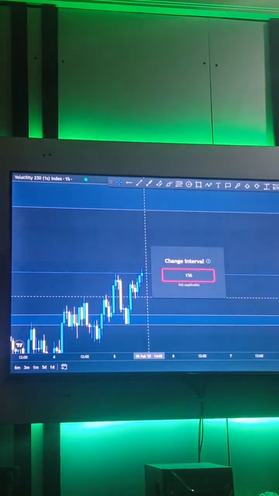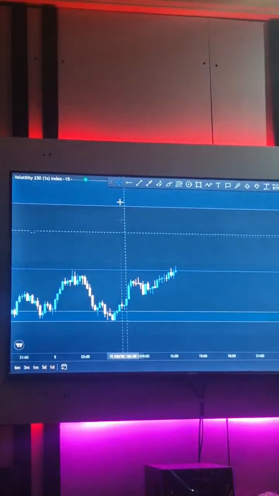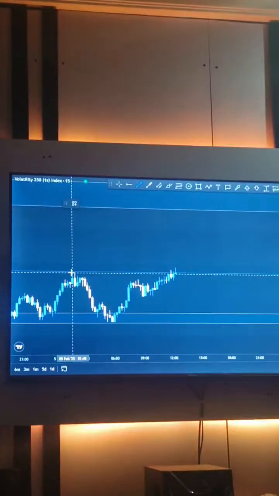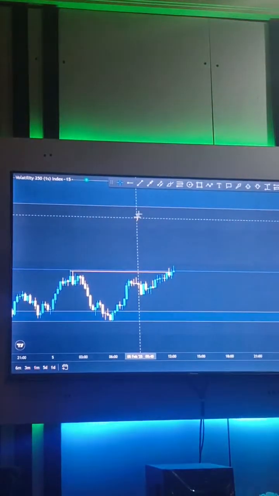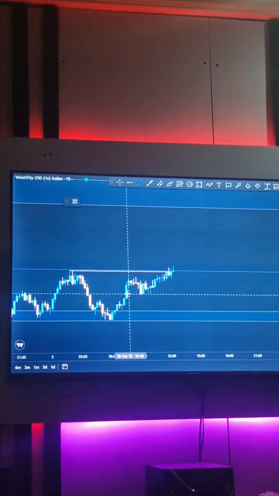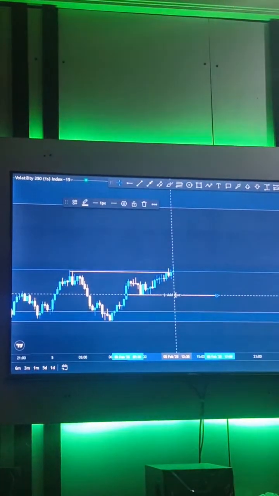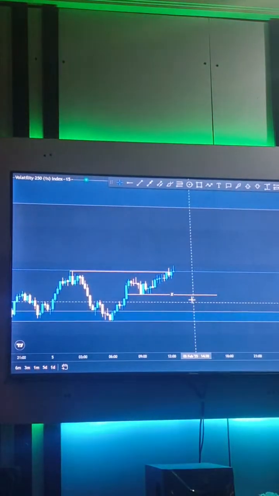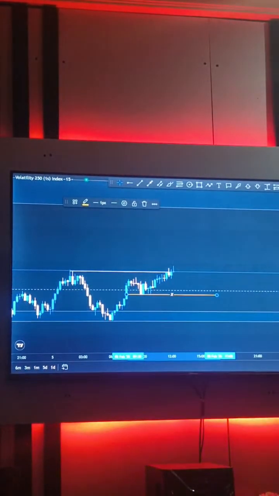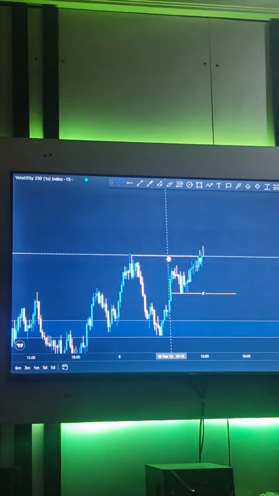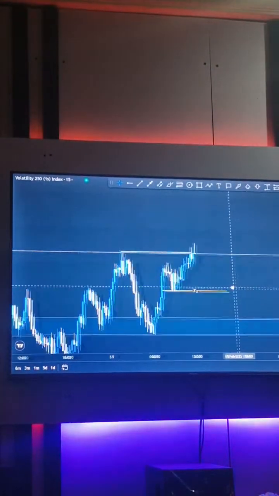So what do we do? We go to 15 minutes time frame and look for an entry on 15 minutes time frame, which I believe is going to be around here. Let's wait for it. It's going to be around once it has broken this structure. It's going to be around here. This is an inducement we have right here.